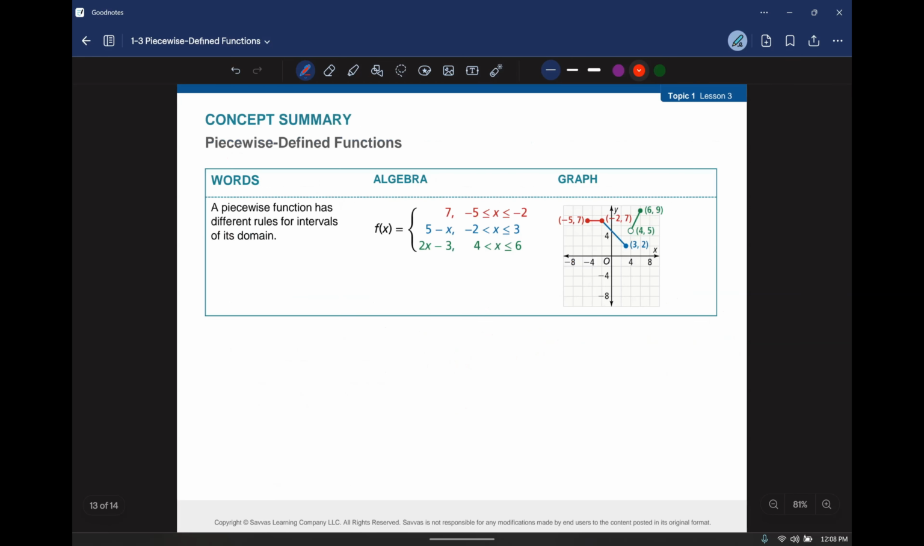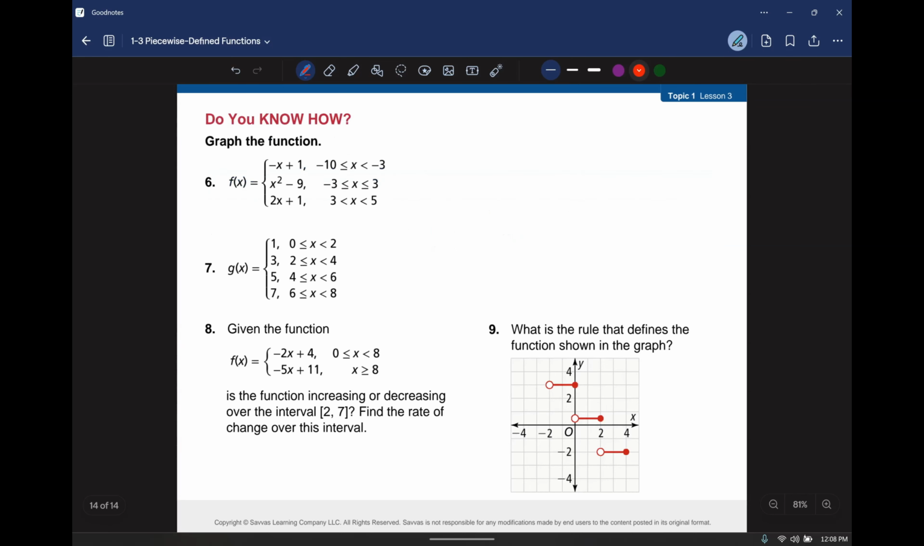All right, and then we just have a summary here that talks about the different graphs and kind of gives just a little bit of information and some extra problems if you want to work through those. Hopefully this gives you some clarity about piecewise functions and helps you along the way.